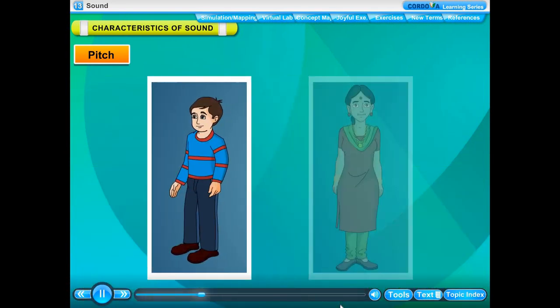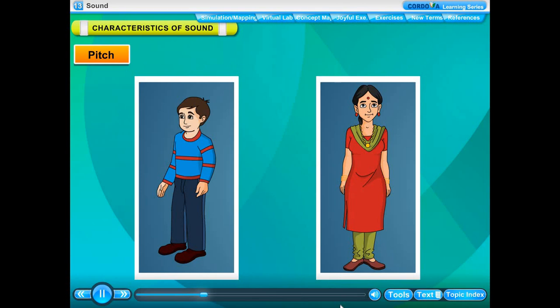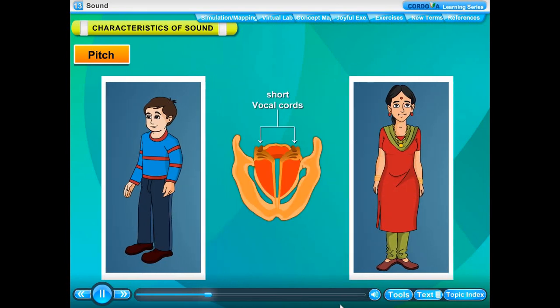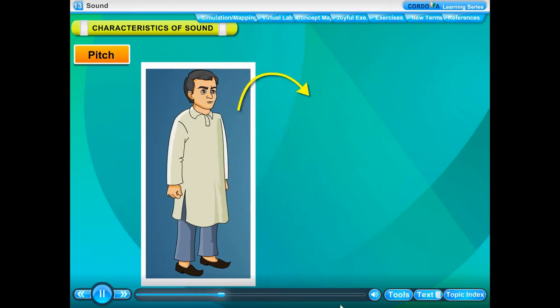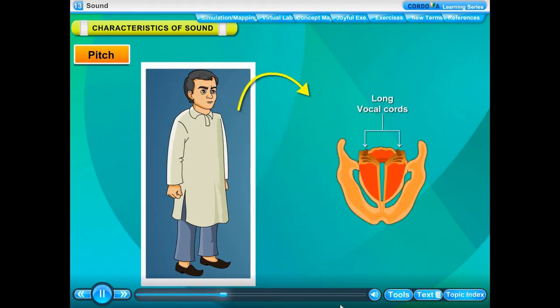The voice of children and ladies is shrill as compared to the voice of men. This is because children and women have short vocal cords, which therefore vibrate with a high frequency to produce high-pitched shrill voice, whereas men have large vocal cords, which vibrate with a low frequency to produce low-pitched grave or flat sound.